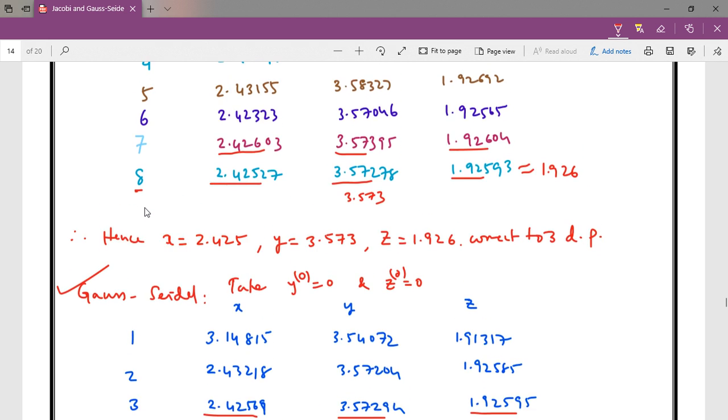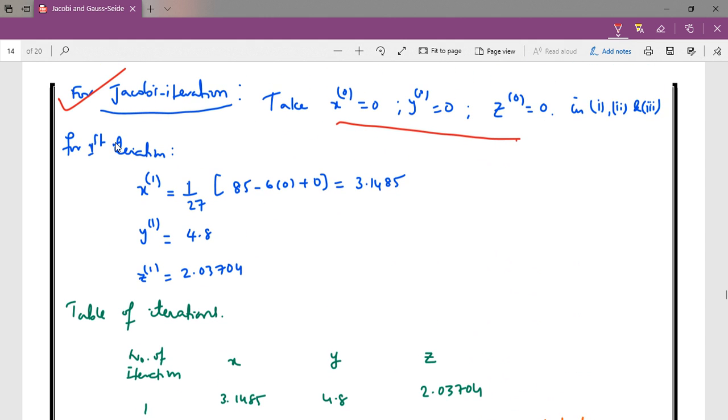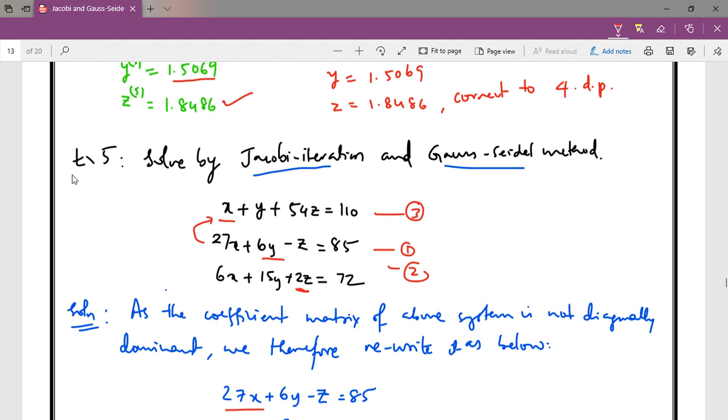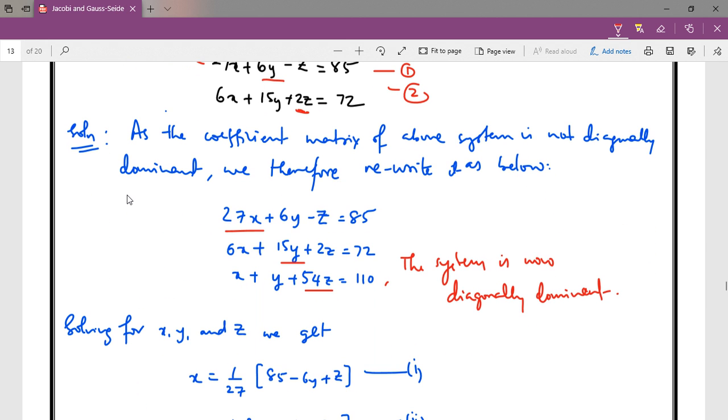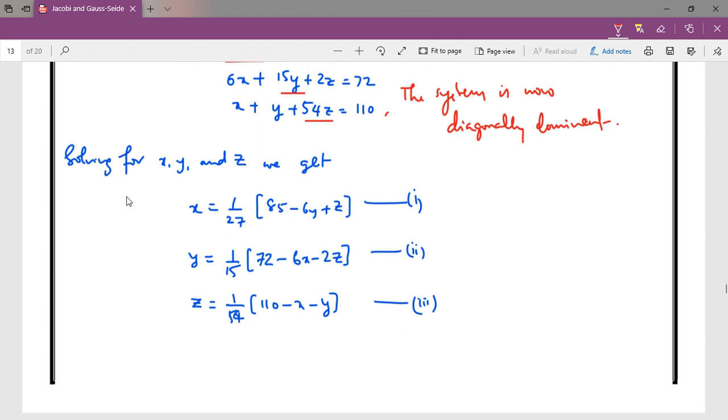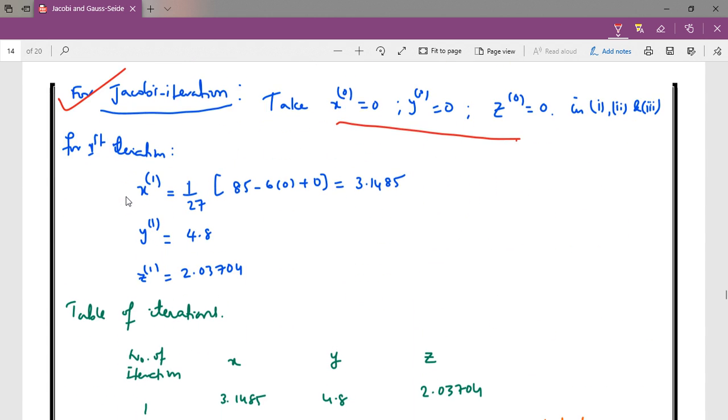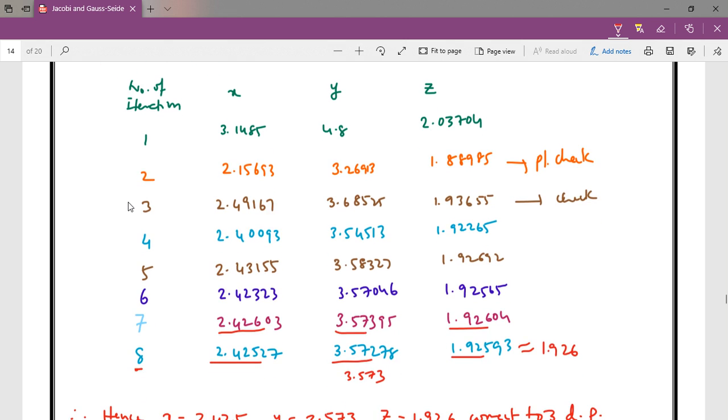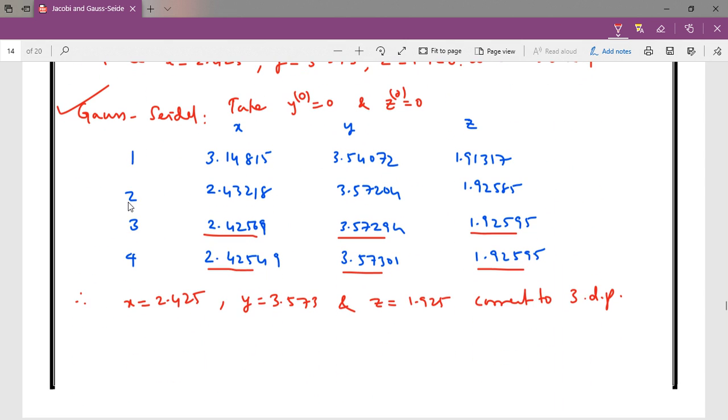So I think sufficient examples have been given. We have done 5 examples, and each example we had done by Gauss-Seidel as well as Jacobi iteration. So therefore almost 10 examples we have covered. So we have covered sufficient examples on the Gauss-Seidel as well as Jacobi iteration method of solving simultaneous linear equations. So therefore I think we can conclude here.